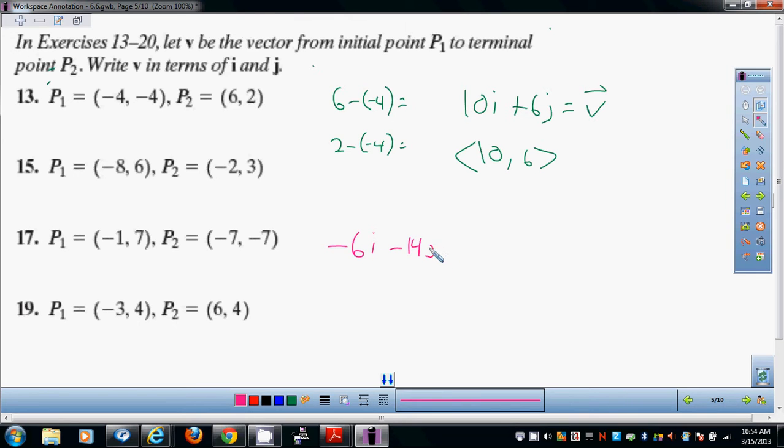What about 19? What would your j value be on 19? 0. You don't have to write, what would that be? Let's see, 9i plus 0j. You don't have to write 0j. It would just be 9i. So if you have a 0 component, just don't even bother. Questions on that slide?